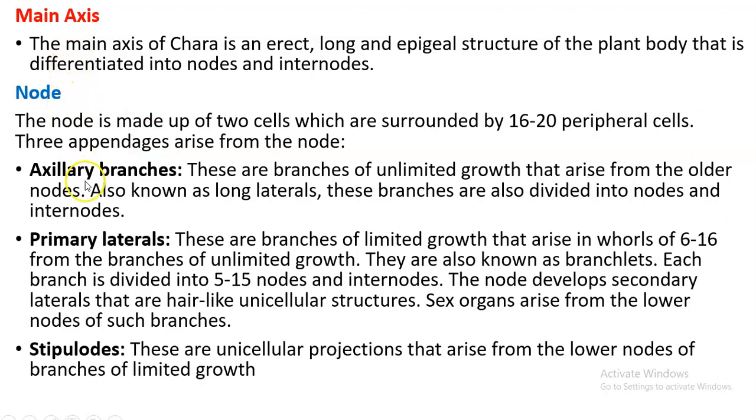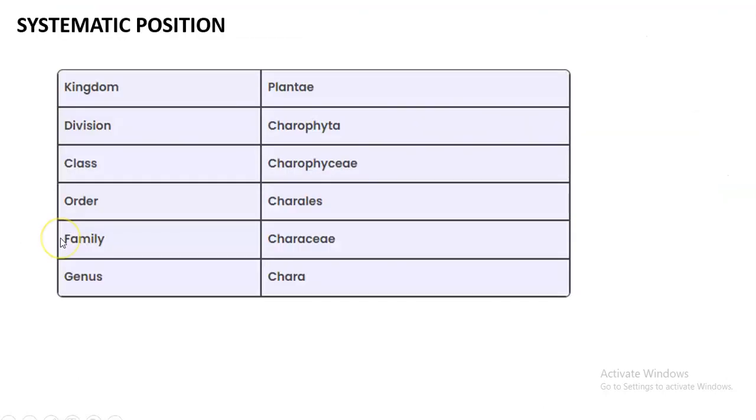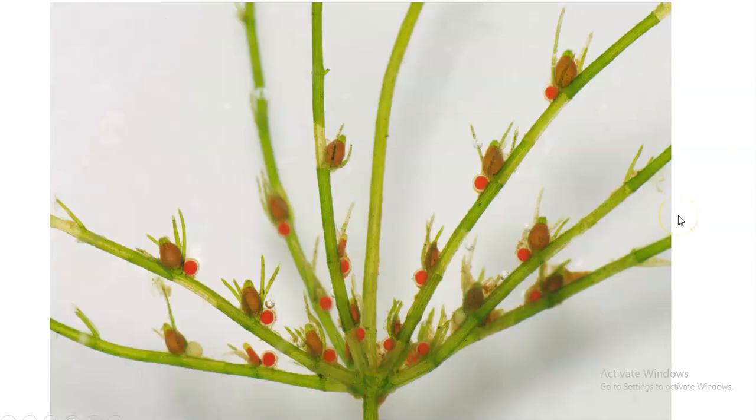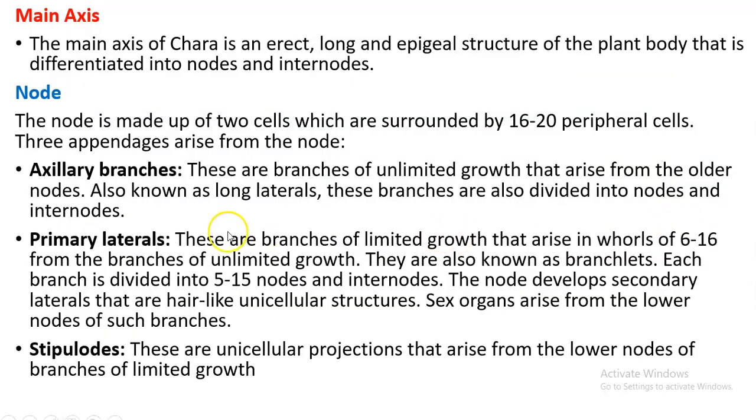It has proper nodes and internodes, and at the nodes we can see three kinds of appendages. One is axillary branches. These axillary branches are the branches of unlimited growth. What is the axillary branch? This is the axil. This particular area is the axil, the area from which the branch of limited growth arises. From the axil of the branch of limited growth, one long unlimited shoot arises. This is called the branch of unlimited growth. Because it arises from the axil, the area which connects the short appendages with the stem, the shoot of unlimited growth originates from the axil. Because of that, they are called axillary branches.